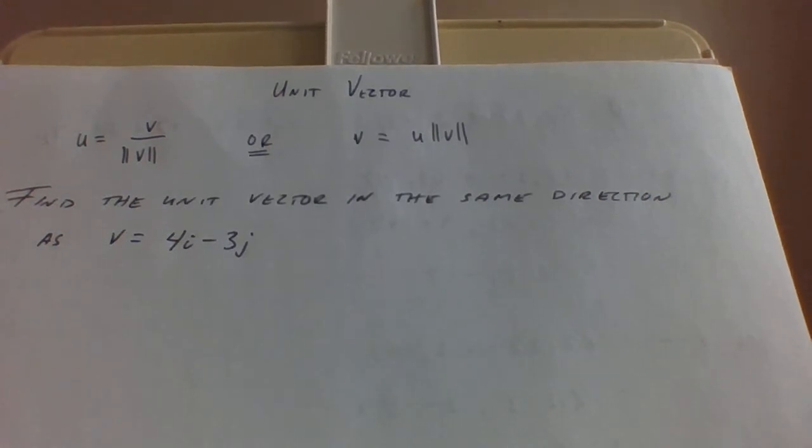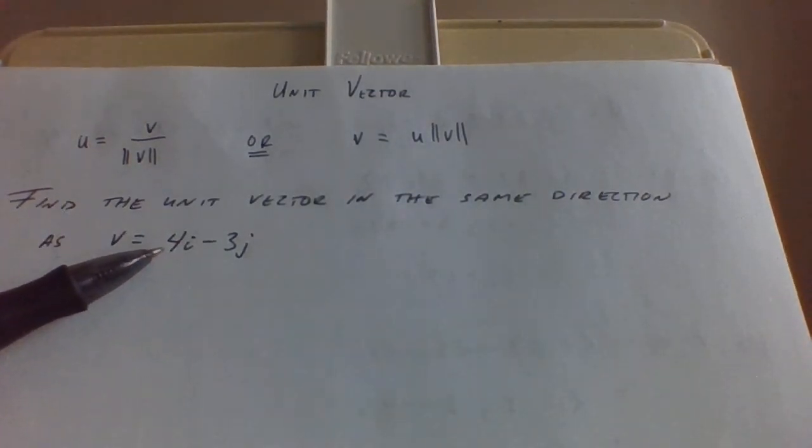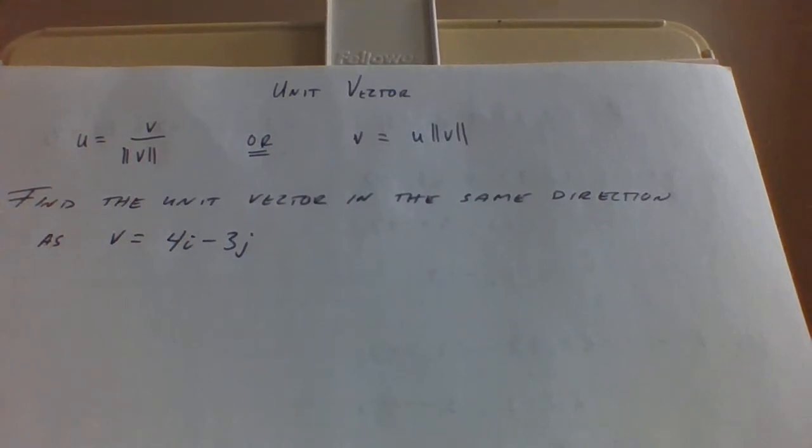In this problem, we want to find the unit vector in the same direction as vector v. And vector v is equivalent to 4i minus 3j, or the vector 4, negative 3. Remember that unit vectors have a length of 1 unit. We want this vector to be in the same direction as vector v.